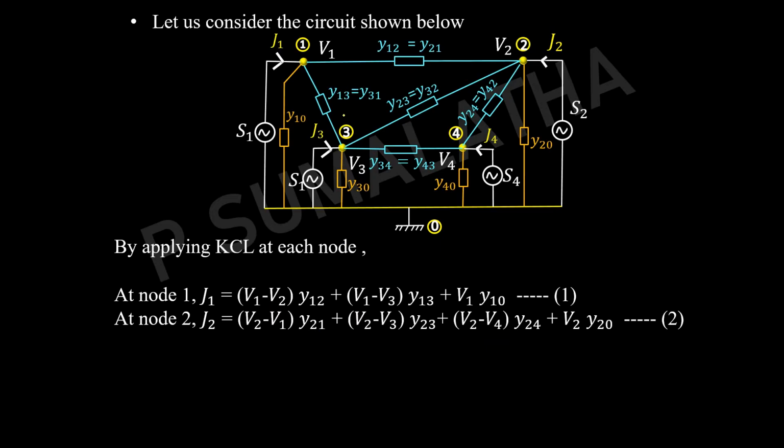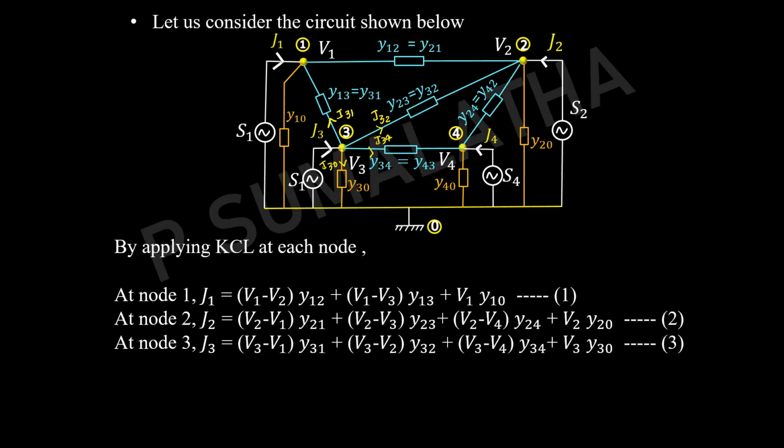At the third node, we have how many lines connected? This is one line, which is equal to I31, this is the current flowing I32, and this is the current flowing I34. I am assuming all currents are the leaving currents. This is current I30. Here also we will have 4 terms. Let us see all those 4 terms.